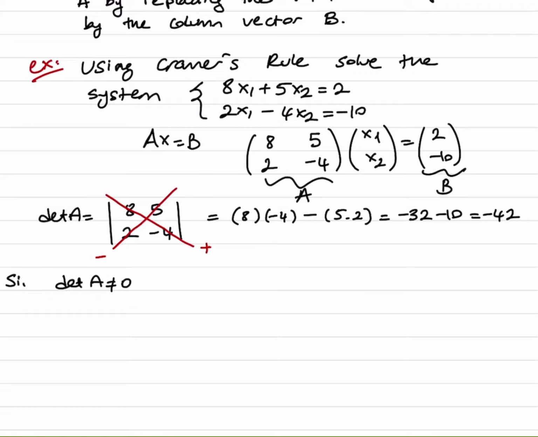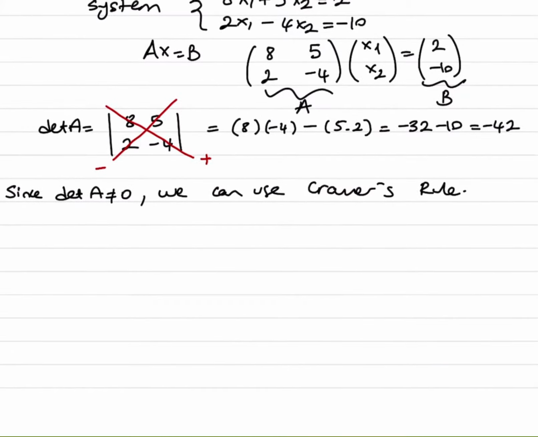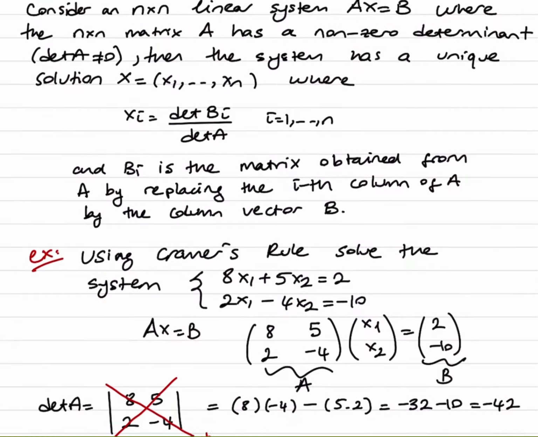Since the determinant of A is non-zero, we can use Cramer's rule. Otherwise we cannot use Cramer's rule because we will not have a unique solution. If the determinant of A is 0, we will not have a unique solution. Then how will we find x1? x1 is equal to the determinant of B1 over the determinant of A. So this was the formula.